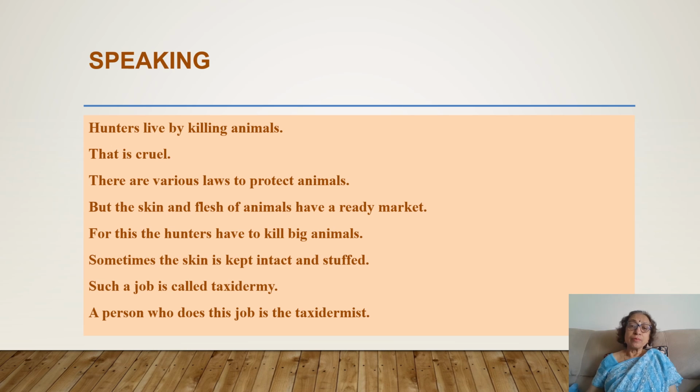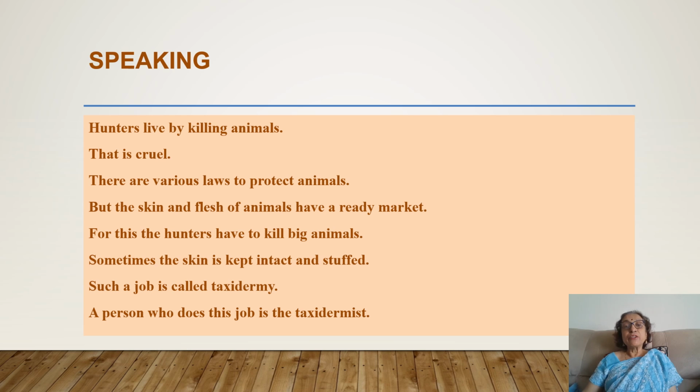Such a job is stuffing the skin of animals. That is understood. From the previous sentence, you can get the link to the next sentence. What is this job? Stuffing an animal who is dead, whose skin has been scraped from its flesh, is called taxidermy. This might be a new word to you.